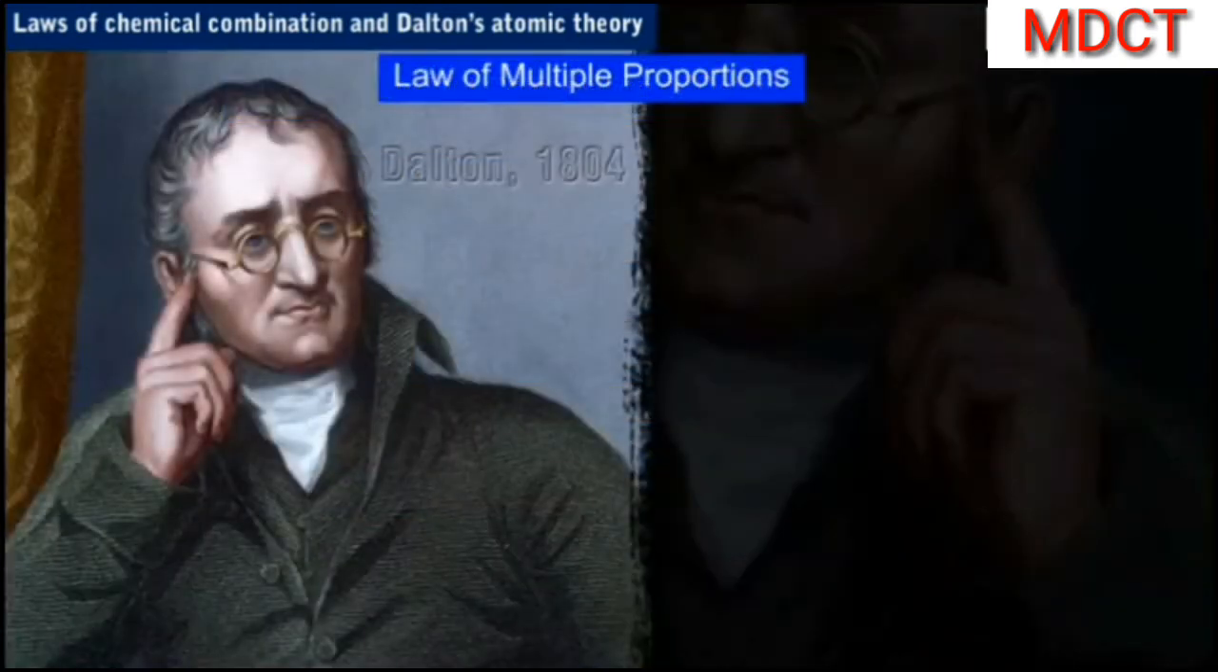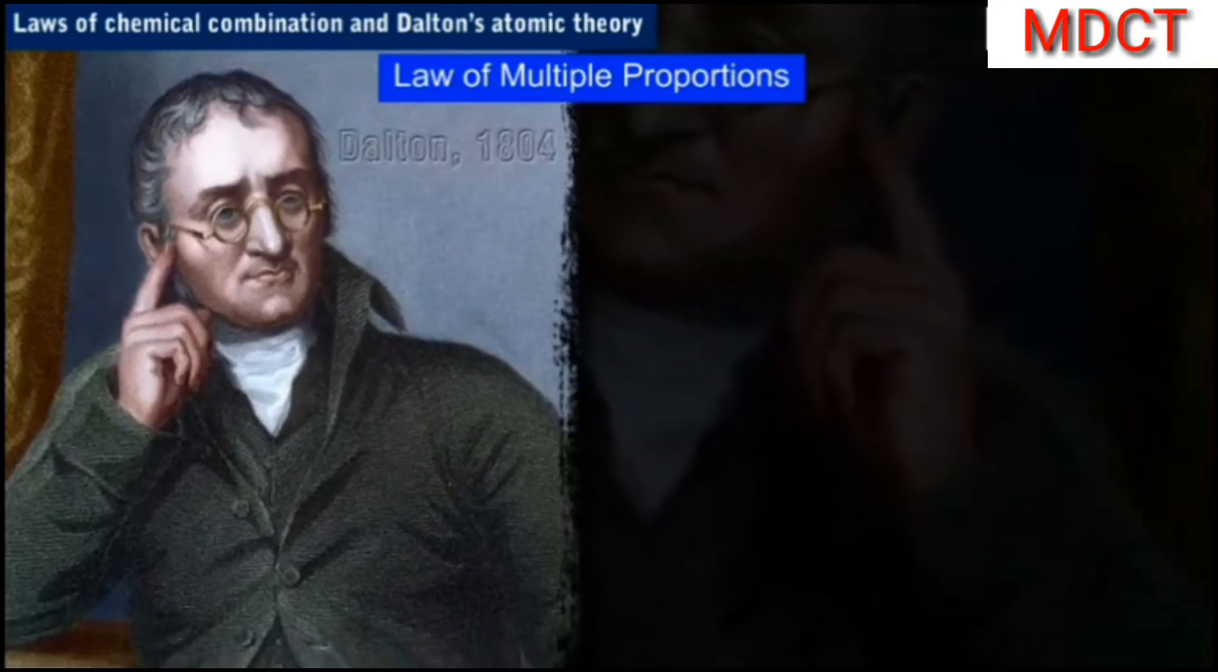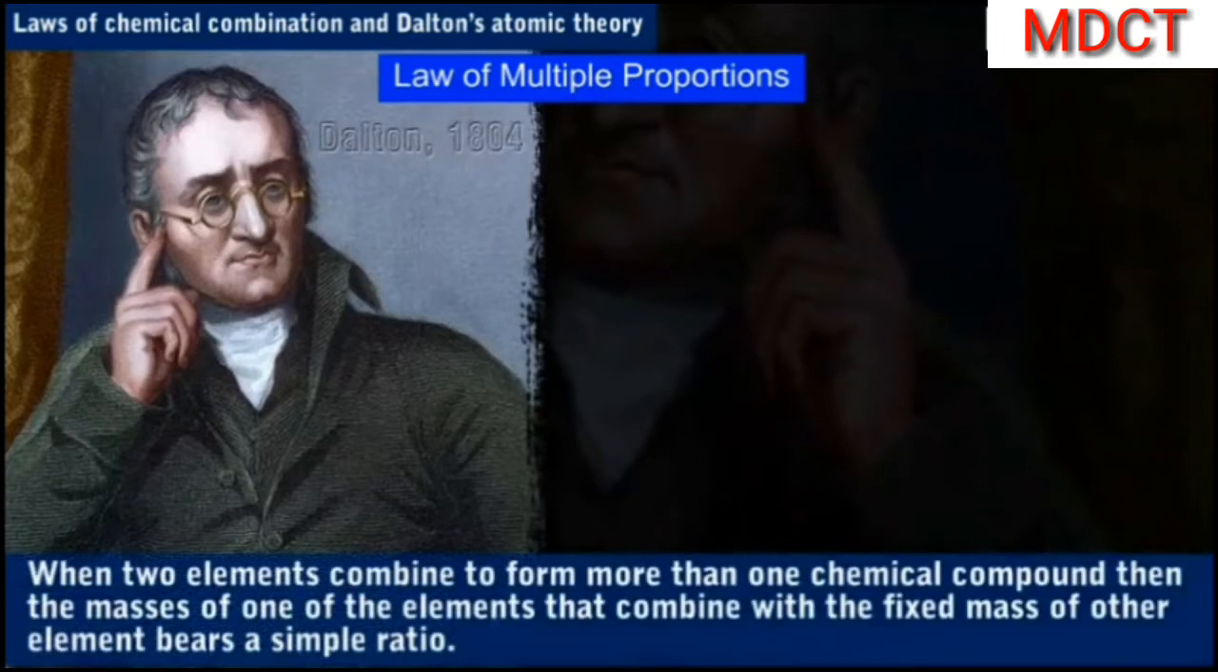In 1804, Dalton proposed the law of multiple proportions. This law states that when two elements combine to form more than one chemical compound, then the masses of one of the elements that combine with a fixed mass of the other element bear a simple ratio.